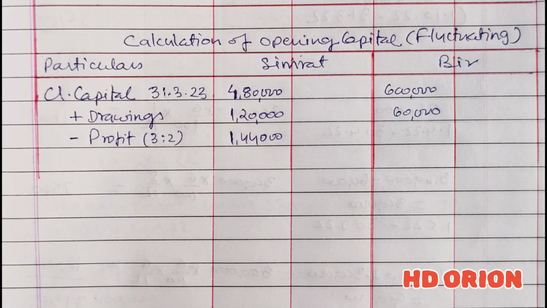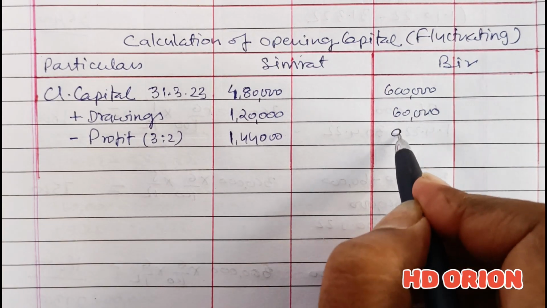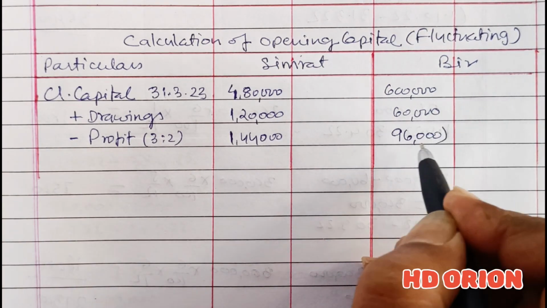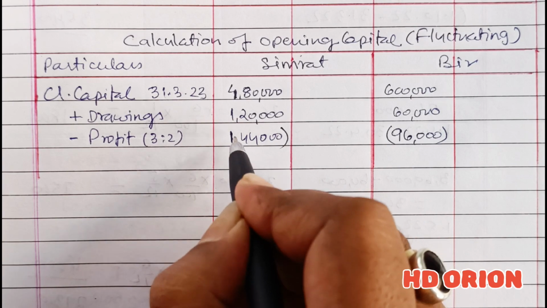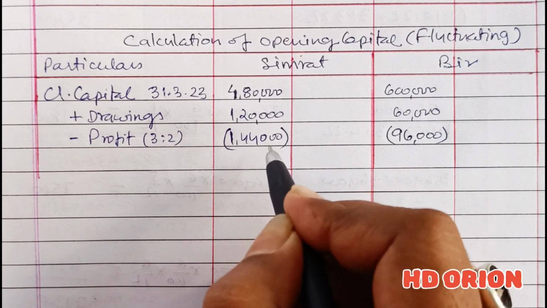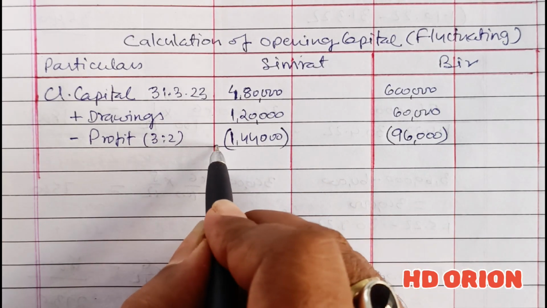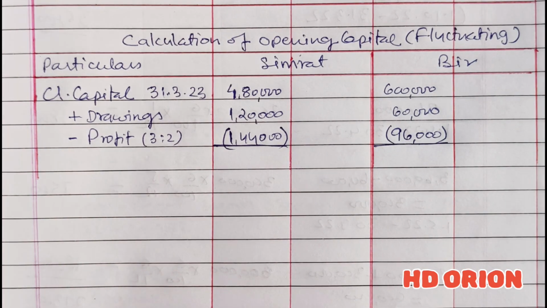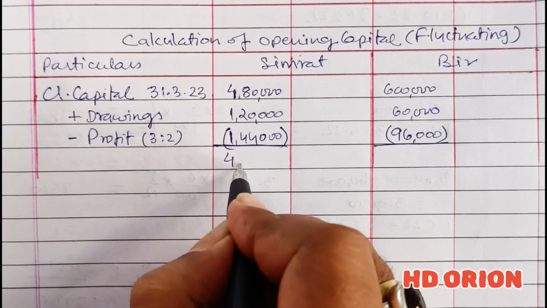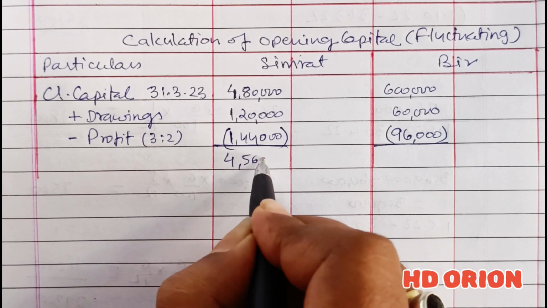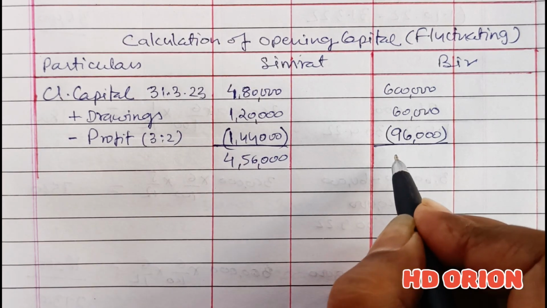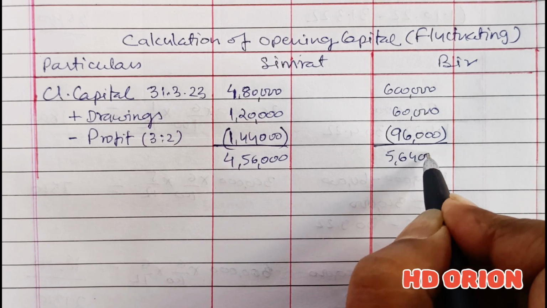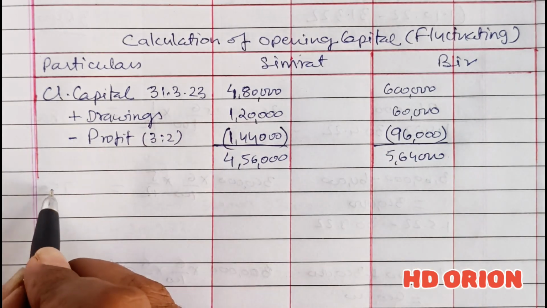And for the second partner, 96,000. So it is to be subtracted because all these things are added and subtracted in the last date. So when you add this, you will get ₹4,56,000 and ₹5,64,000.